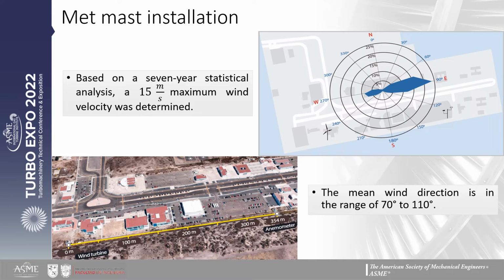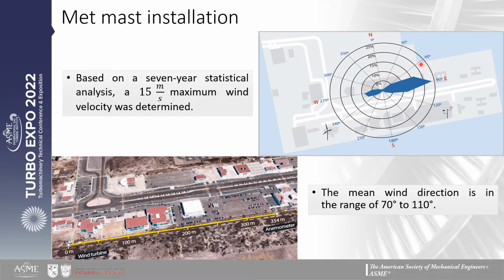So, how do you choose the distance at which the metmast should be installed? For this, it is necessary to make a historical analysis of the wind data in the area. It is essential to know the maximum speed and the direction of the wind. So, we analyzed these conditions based on 7 years of historical data, and the result that we found is that we have a maximum wind speed of 15 meters per second with a predominant direction between 70 and 110 degrees. In other words, the wind is coming from the east to the west.